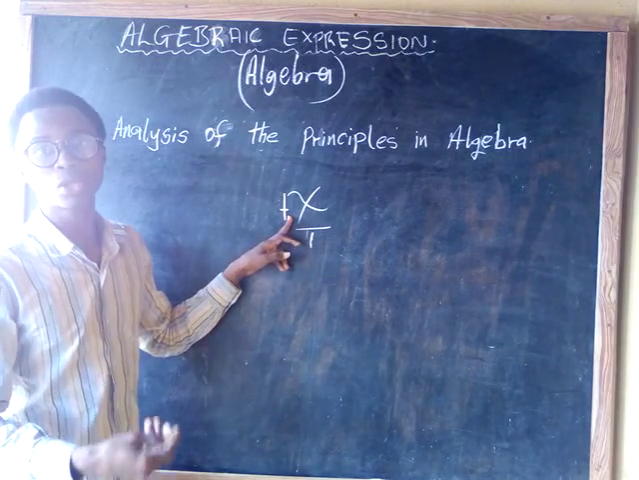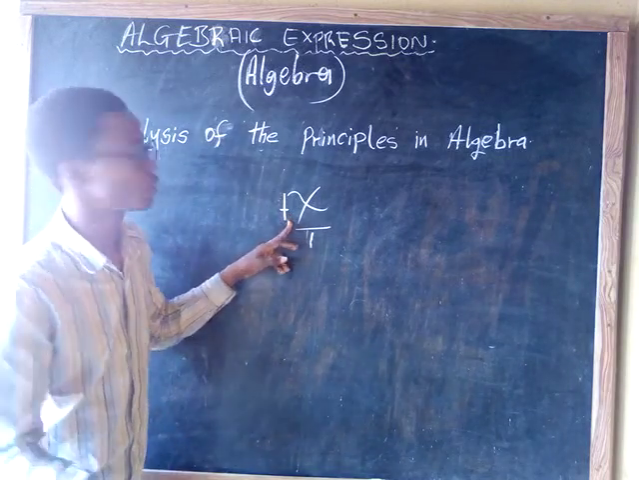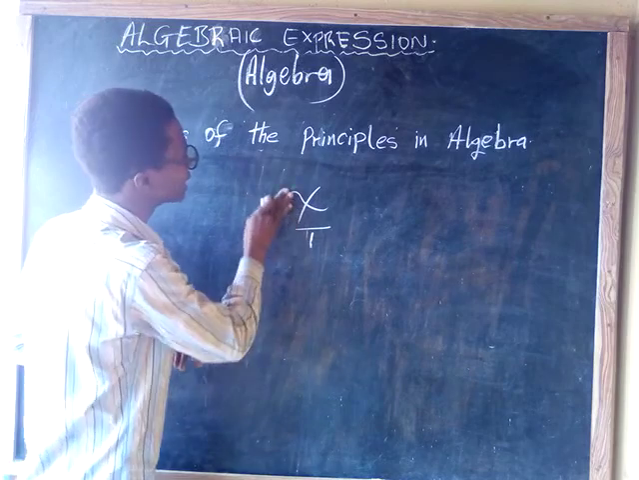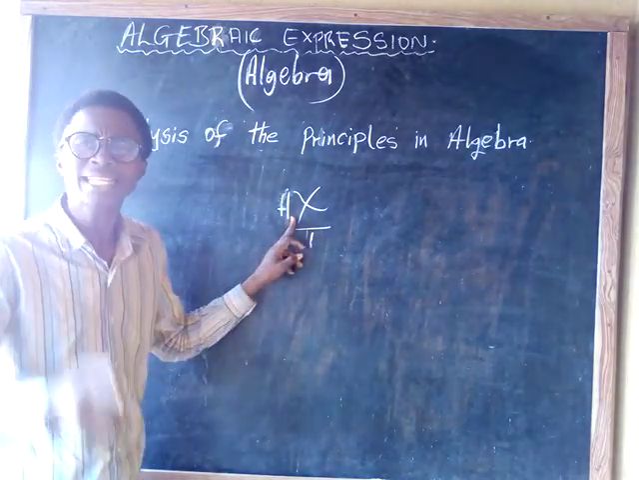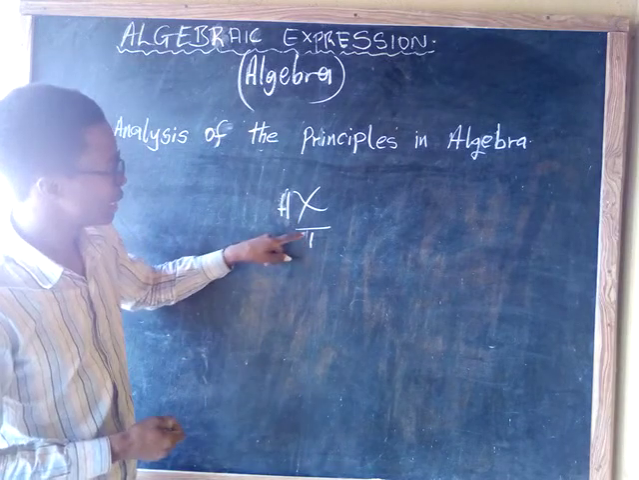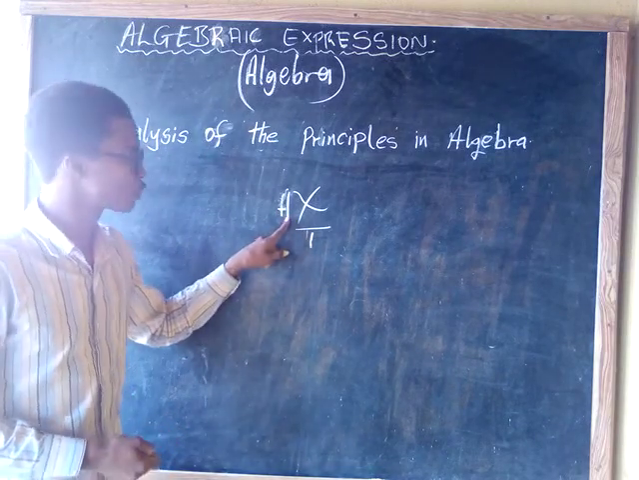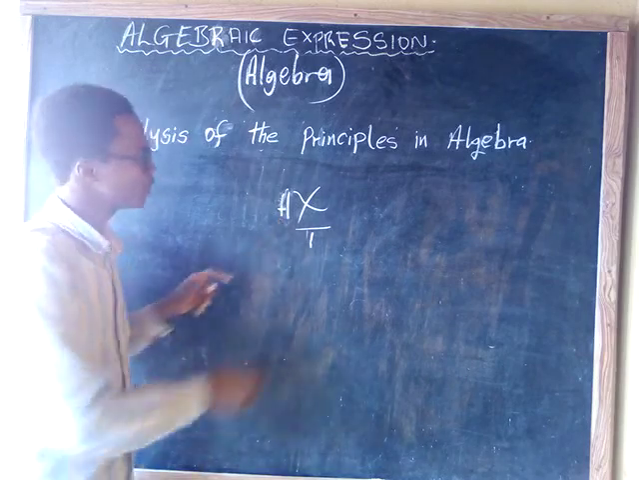And the last one says any letter that stands alone has a coefficient of 1. So these are the three principles in algebra, right, of the analysis. So any letter that you see that stands alone in mathematics has a denominator of 1, a coefficient of 1, and a positive sign. So this is the three.